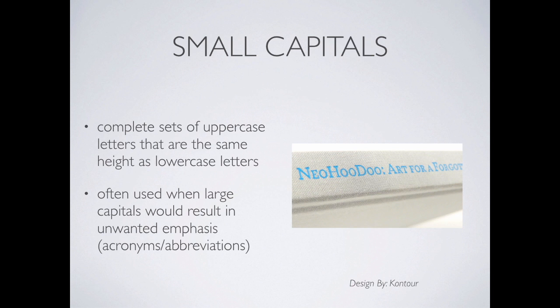Small capitals are complete sets of uppercase letters that are the x height. We use these, and a lot of times you see them on the spine of a book or something like that, when we don't want to provide extra emphasis for a particular acronym or something that's within the flow of the text. So we use it to keep the letters small rather than really big letters.